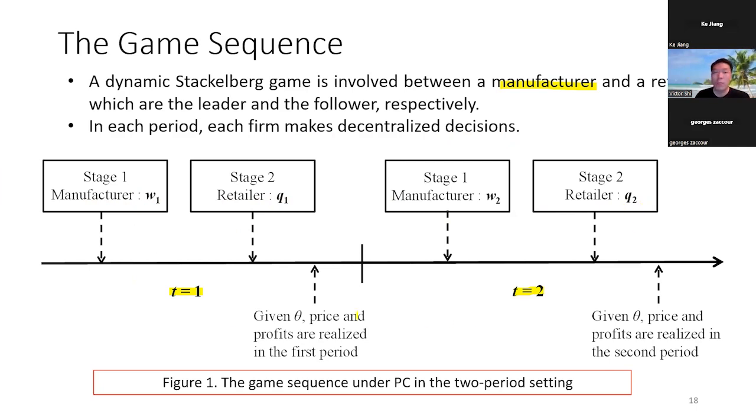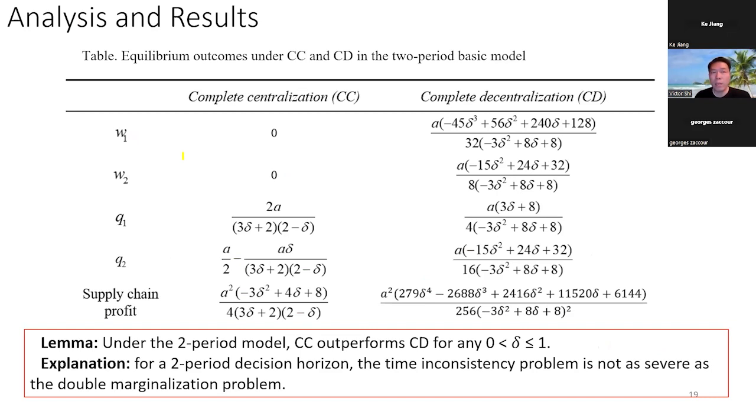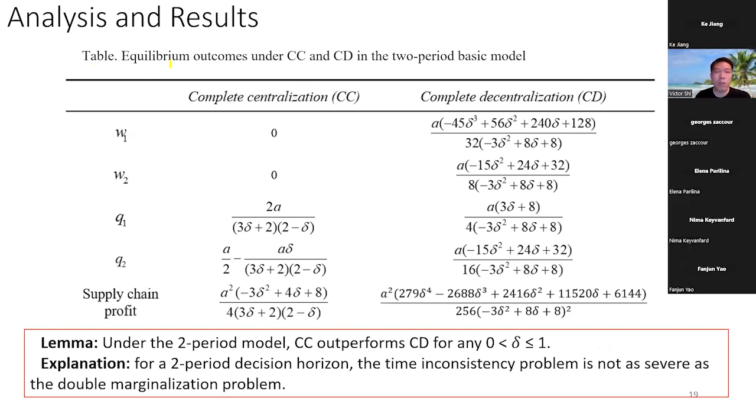the quantity Q2. So period 1 and period 2 are kind of the same, but the difference is that in period 2, Q1 will still be there, because the products are durable. So in period 2, you will have Q2 new products, but Q1 old products. So this is the game sequence. And now let's talk about some of the results. The first result is equilibrium outcomes on the CC and the CD in the 2-period basic model.